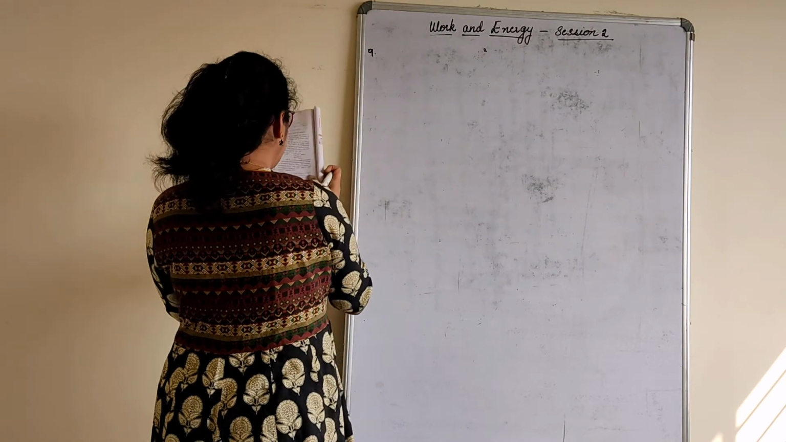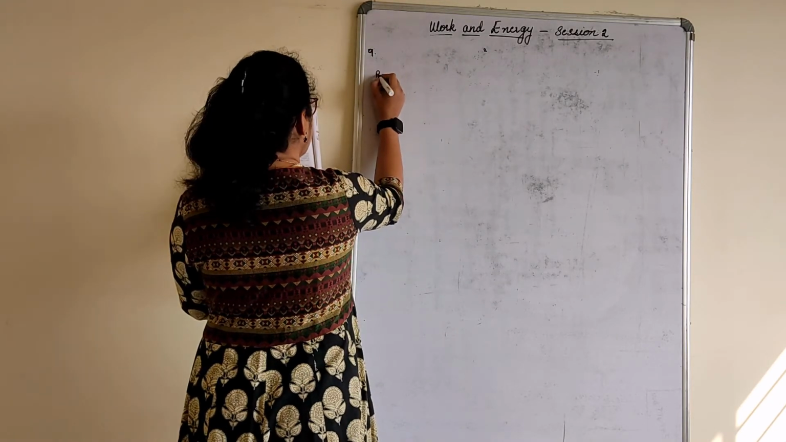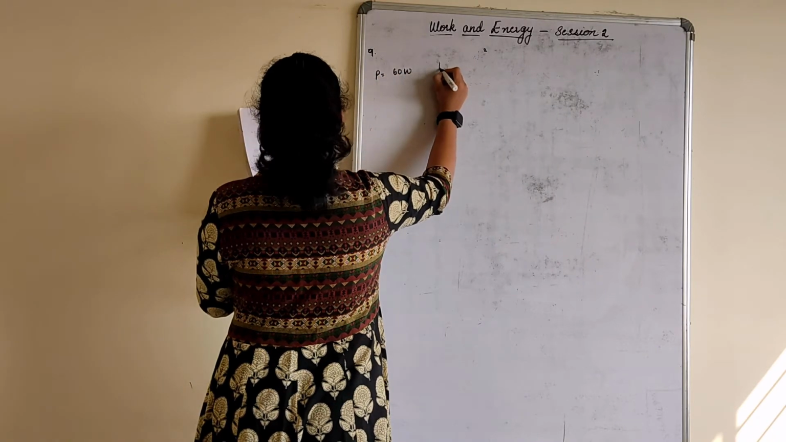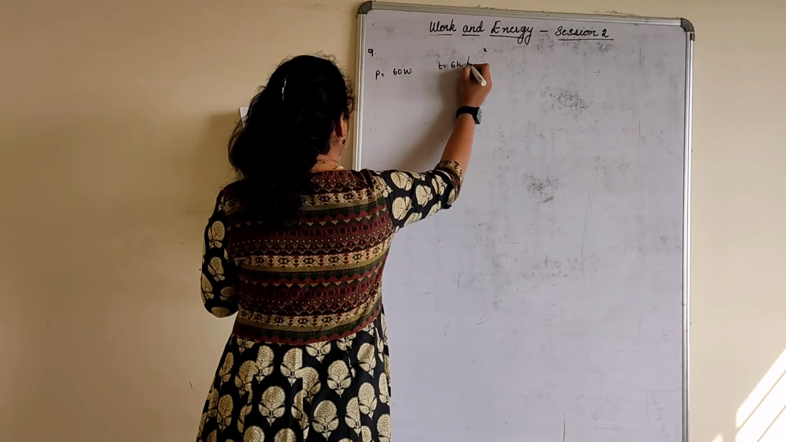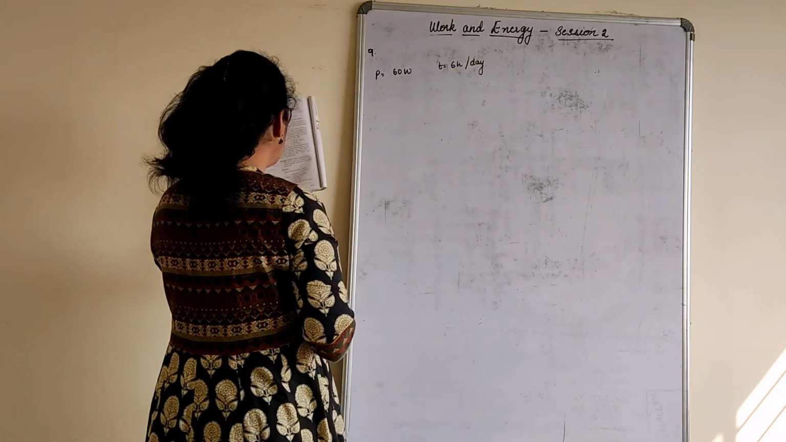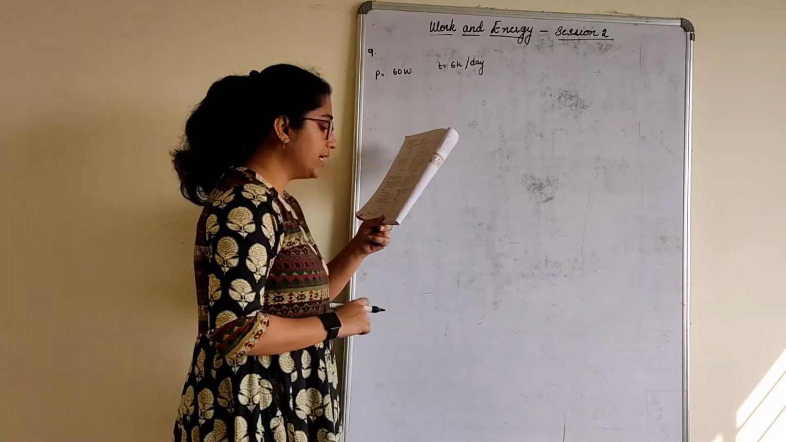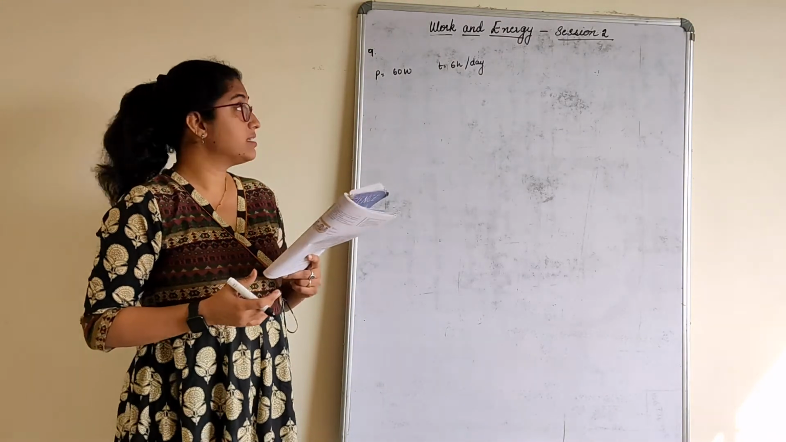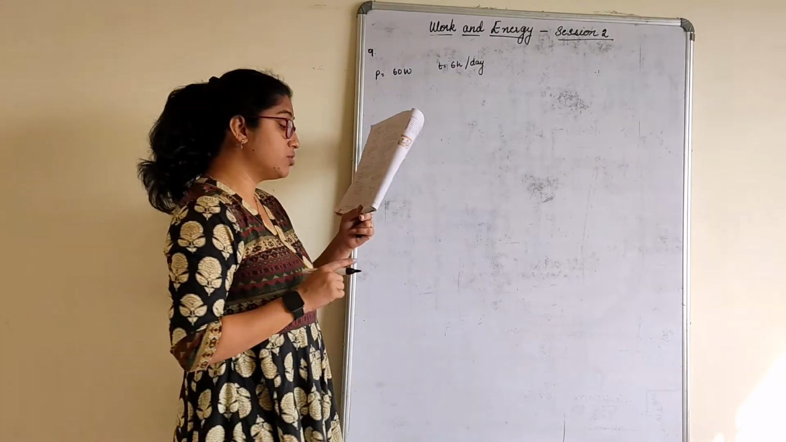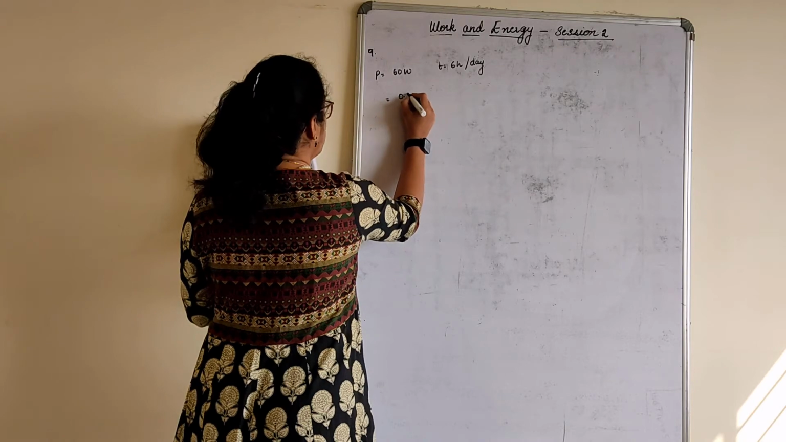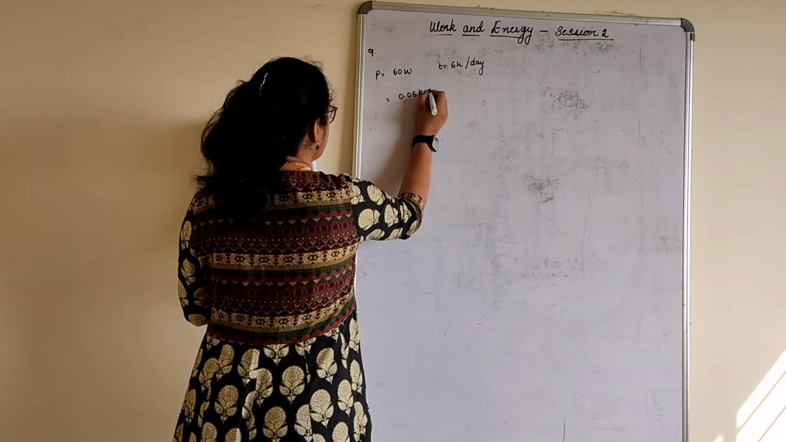An electric bulb of 60 watt, power of the electric bulb rated at 60 watt, is used for 6 hours per day. Calculate the units of energy consumed in 1 day by the bulb. Now, whenever energy consumed is asked, power should always be in terms of kilowatt. Remember that. So this is equal to 0.06 kilowatt.